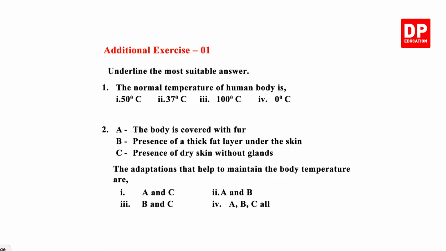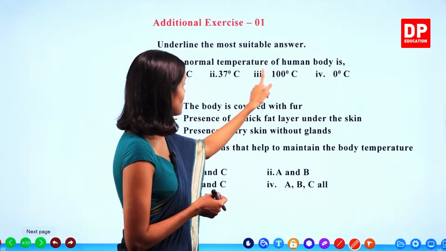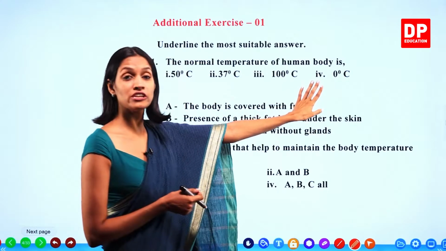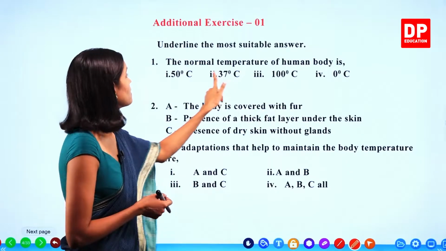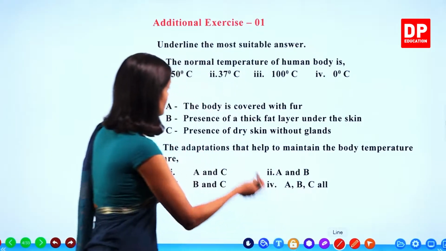The normal temperature of the human body is. What is the normal temperature of a healthy human, children? 50 degrees Celsius, 37 degrees Celsius, 100 degrees Celsius, 0 degrees Celsius. What is the answer? 37 degrees Celsius. Okay? Right. We learned this before.